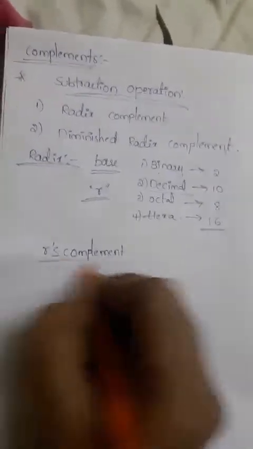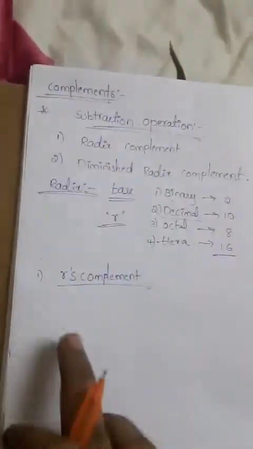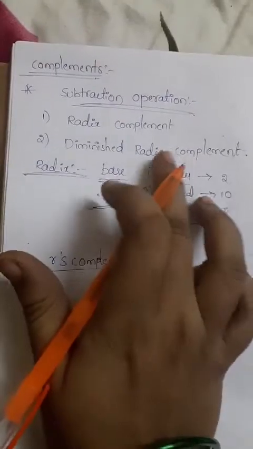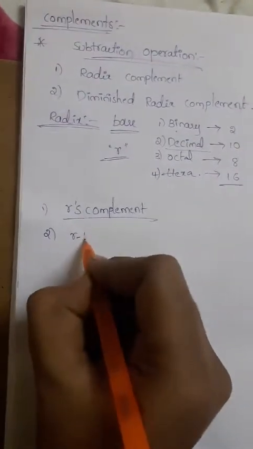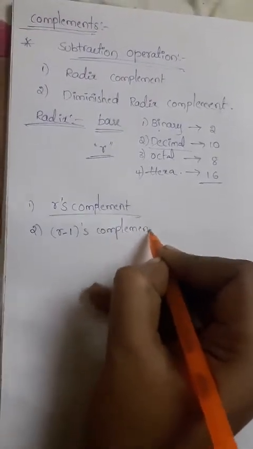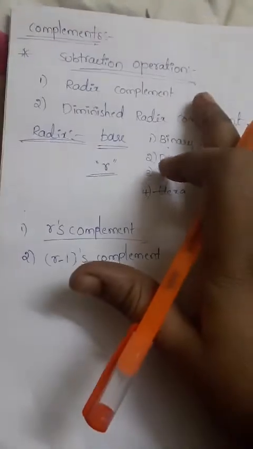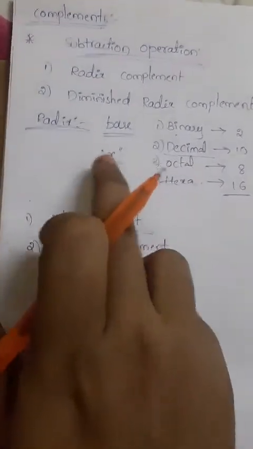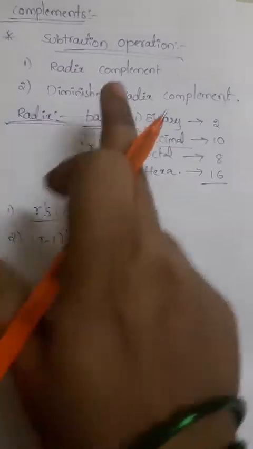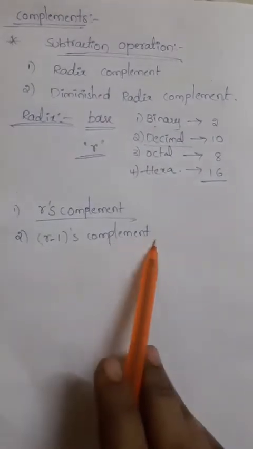Remember the point. The first one, radix complement, we represent as r's complement, and the second one, diminished radix complement, we represent as r minus 1's complement. Here r is the base of every number system. So the base of any number system we represent as r. That is the radix complement, and the diminished radix complement is represented as r minus 1's complement.